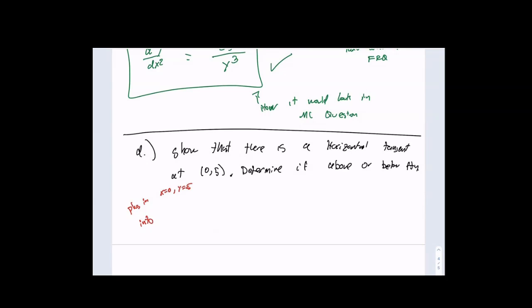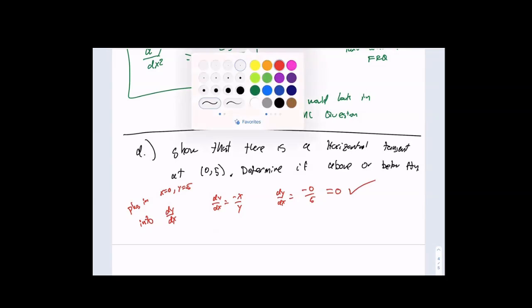And the derivative, negative x. There we go. So I heard both of you saying it right there. Into the derivative. You plug the point into the derivative. Horizontal tangents are based on the derivative. So dy dx was negative x over y. So dy dx equals negative 0 over 5, which is 0. So boom, we just confirmed there's a horizontal tangent.